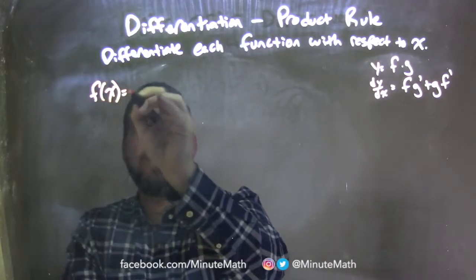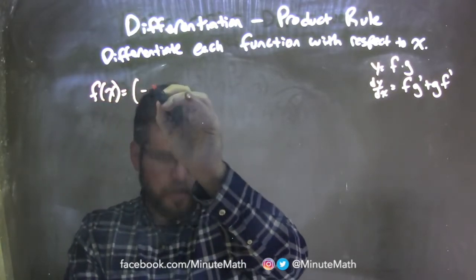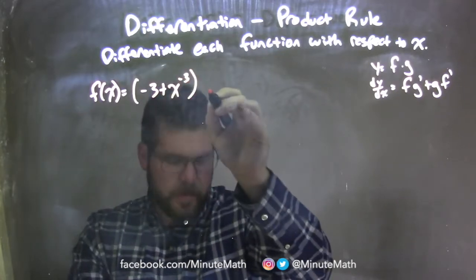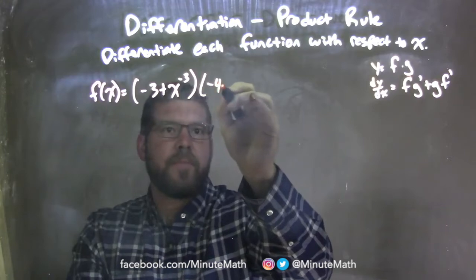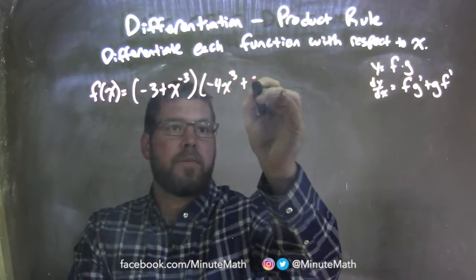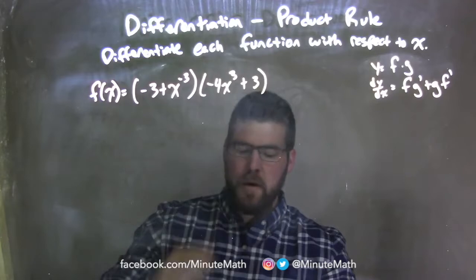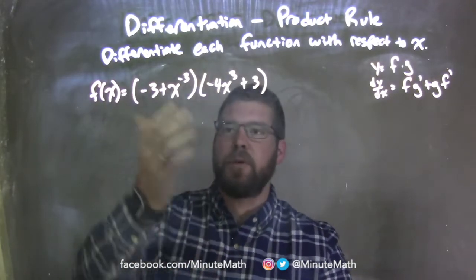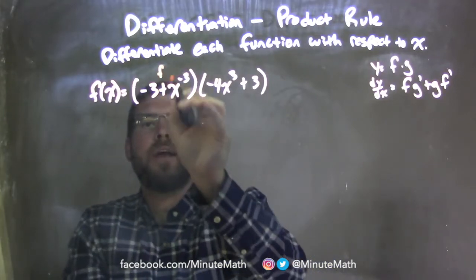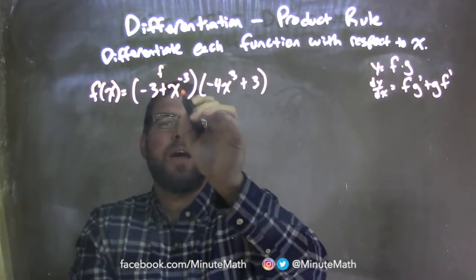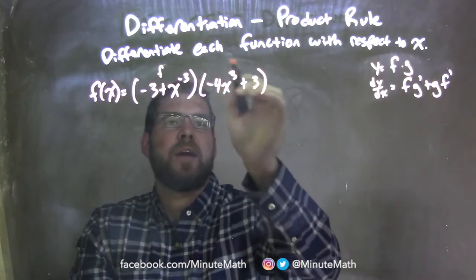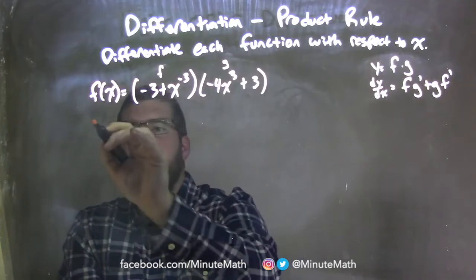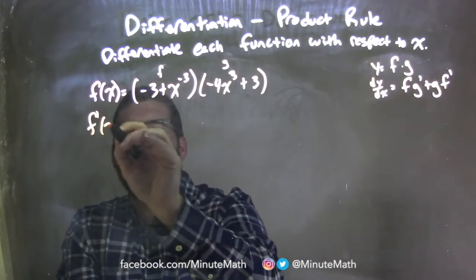F of x is equal to negative 3 plus x to the negative 3rd times negative 4x to the 3rd plus 3. Okay? Well, to apply the product rule, I need to have two functions that are being multiplied together, which I have. I'm going to label the first one, negative 3 plus x to the negative 3rd, with f, and the second one, negative 4x to the 3rd plus 3, with g. So now I have my two functions, they're labeled, I can apply the product rule.